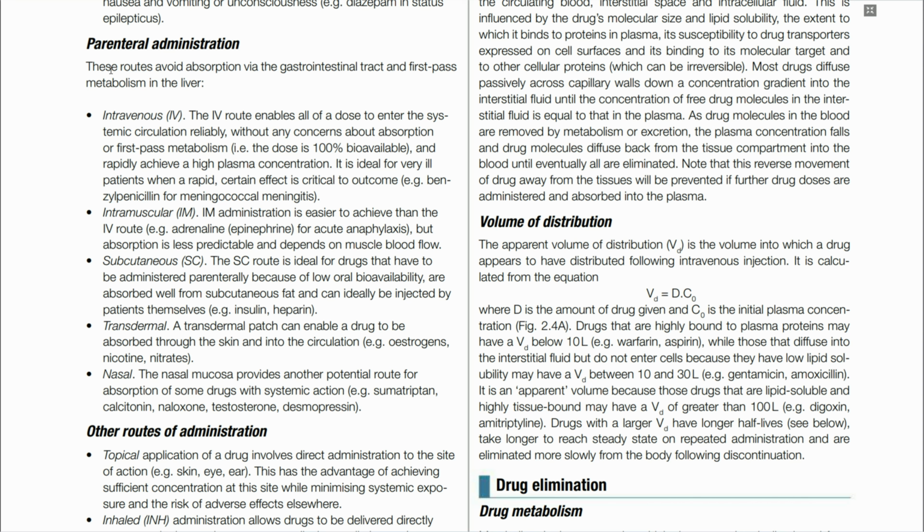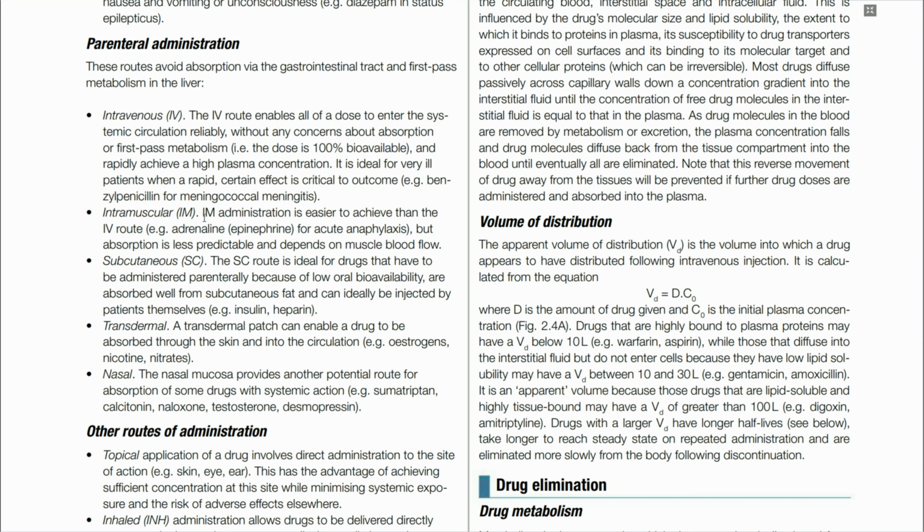Parenteral administration. These routes avoid absorption via the gastrointestinal tract and first-pass metabolism in the liver. Intravenous (IV). The IV route enables all of a dose to enter the systemic circulation reliably without any concerns about absorption or first-pass metabolism. For example, the dose is 100% bioavailable and rapidly achieves a high plasma concentration. It is ideal for very ill patients when a rapid, certain effect is critical to outcome. Example: benzylpenicillin for meningococcal meningitis.